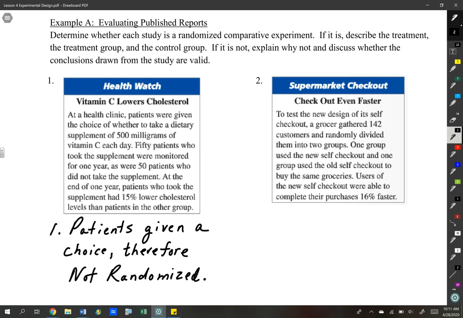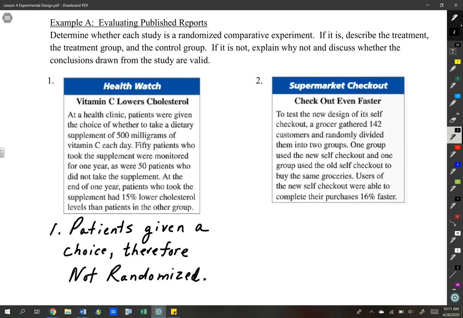All right, so number two, check out even faster. To test the new design of its self-checkout, a grocer gathered 142 customers and randomly divided them into two groups. One group used the new self-checkout, one group used the old self-checkout to buy the same groceries. Users of the new self-checkout were able to complete their purchases 16% faster.